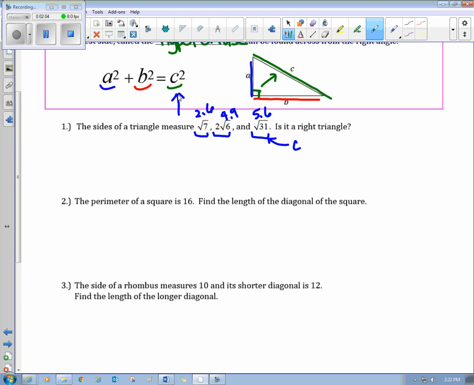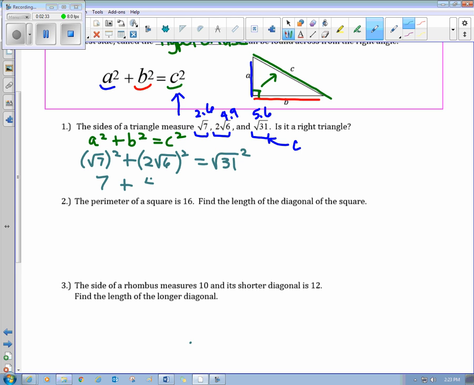So when I go through and I do this question, I'm going to test to see if those side lengths work in Pythagorean theorem. So it doesn't matter what I put in for A and B. So for A, I'll put in the square root of 7 squared, plus for B, I'll put in 2 radical 6 squared, and then for C, I'll put in radical 31 squared. And I want to make sure that the left side equals the right. So the square root of 7 squared is 7. 2 radical 6 squared is 2 squared times radical 6 squared, which is 4 times 6, 24. Square root of 31 squared is 31.